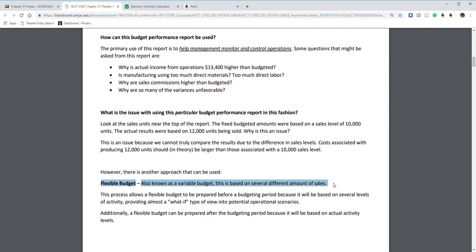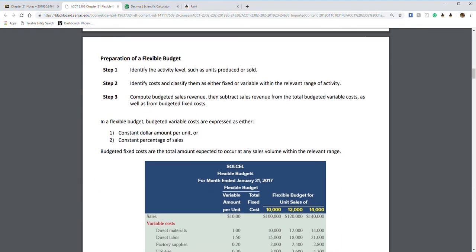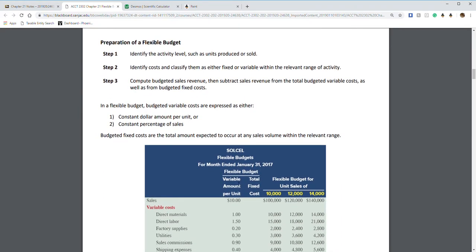Anyway, it is a what if scenario, and these budgets are made and they're really trying to get based on actual activity levels. So when we look at it, we're going to have the 3-step method again. 3 steps, give me 3 steps.